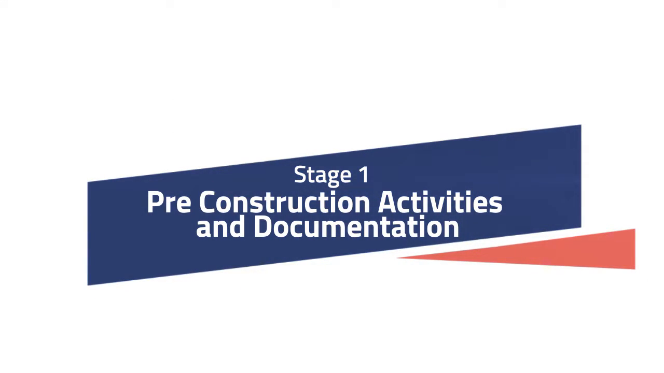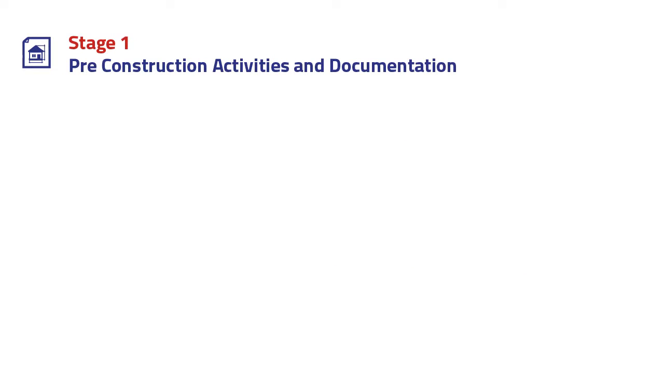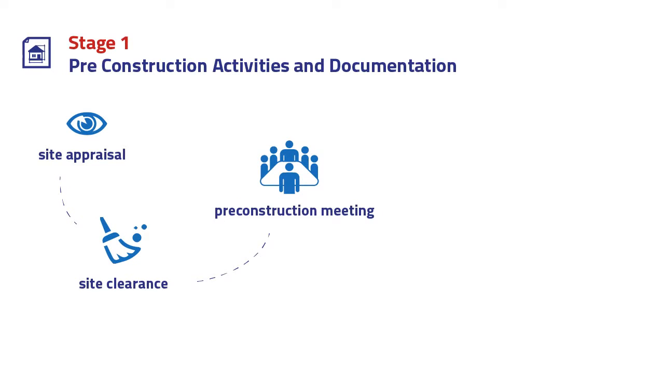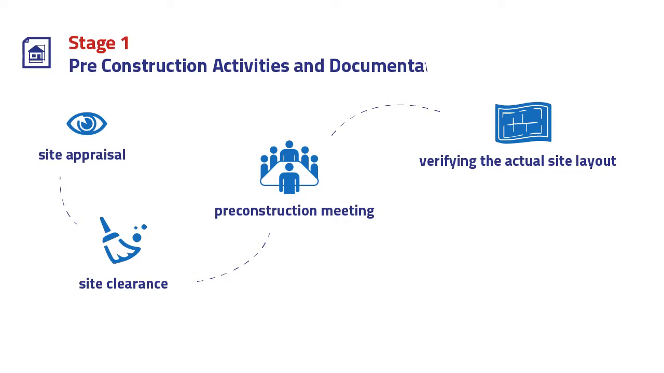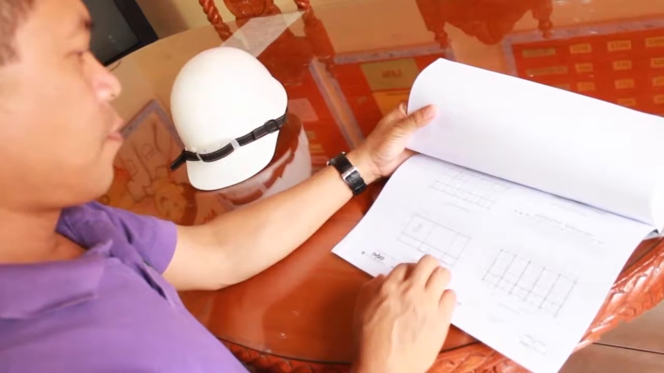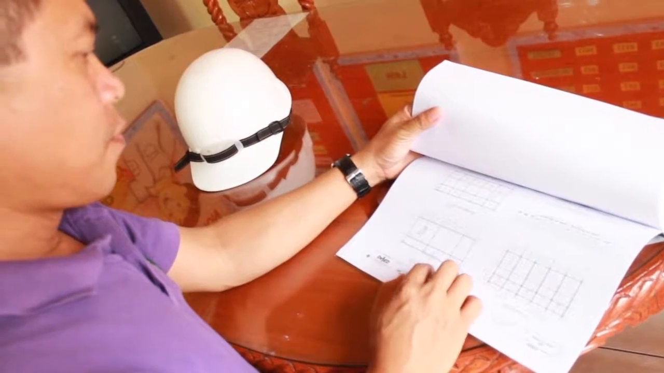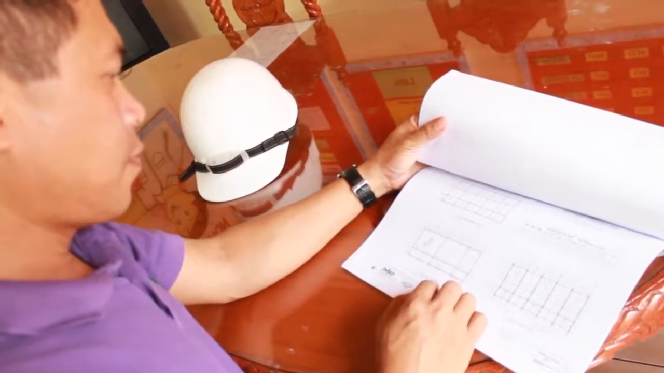Stage 1. Pre-construction activities and documentation. In this stage, the key activities are site appraisal, site clearance, conducting the pre-construction meeting, verifying the actual site layout is as per the approved site development plan, and conducting the pre-construction materials sampling and testing. The engineer has several key tasks to perform during the pre-construction stage.